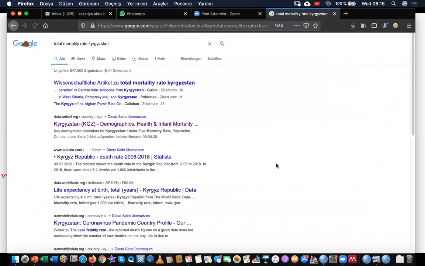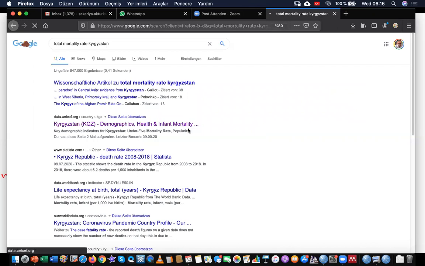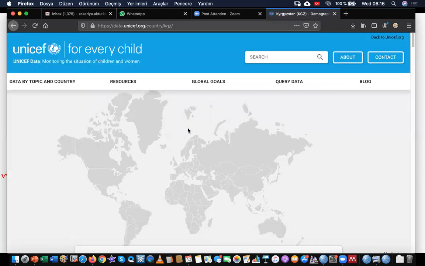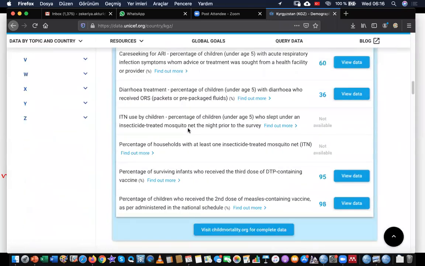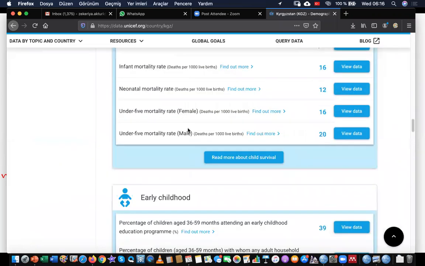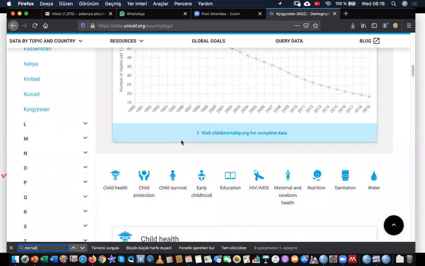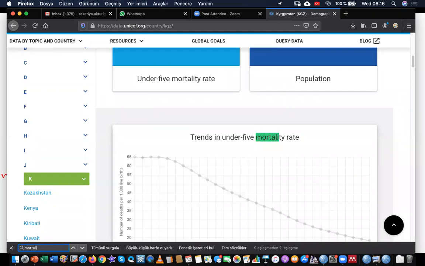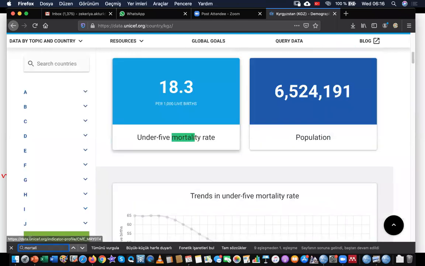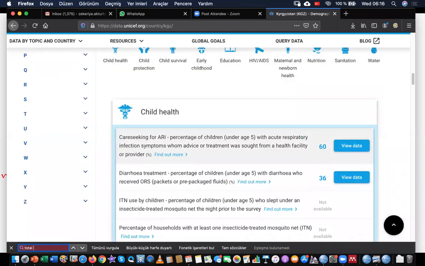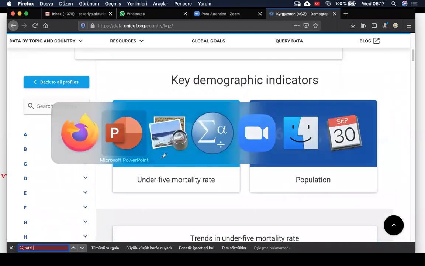60 to 70. Kyrgyzstan. Okay. Data UNICEF. UNICEF is good. 60, 70 is maybe too high. Where is the total mortality rate? Under 5 mortality, infant mortality. Total. Oh, it's not given here. Anyways, I will not waste my time.